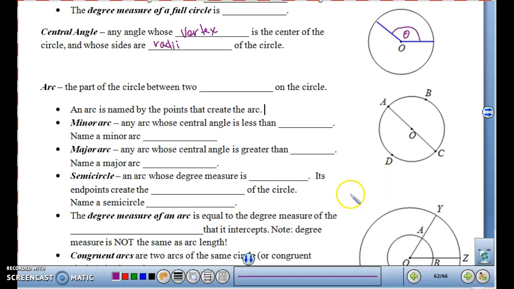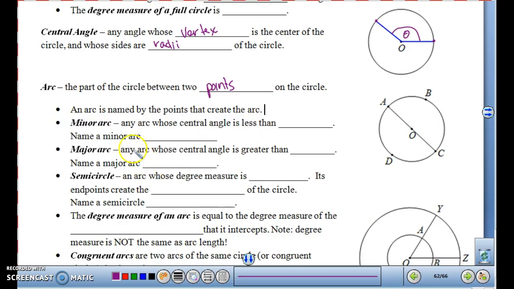The vertex is at the center of the circle. Now the endpoints of the radii, right here and here, make 2 points on the circle. It's called an arc. It's the part of the circle between 2 points on the circle. So if I'm looking at this circle right here, I have some points, A, B, C, D, that are on the circle. An arc is named by any 2 points that create the arc.